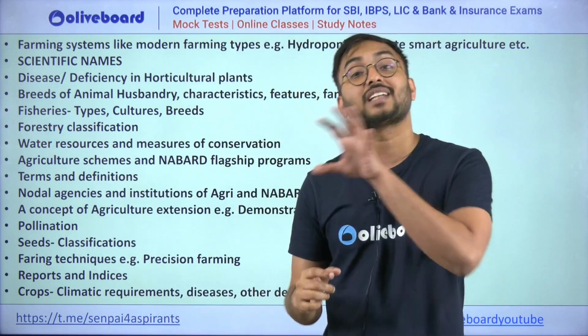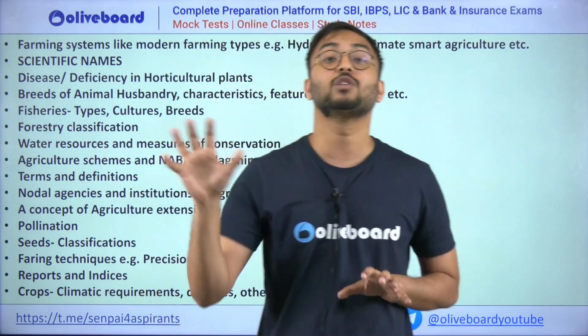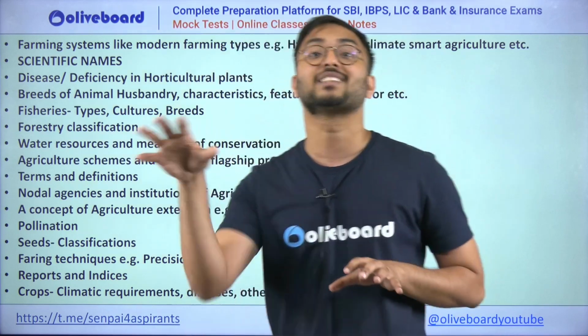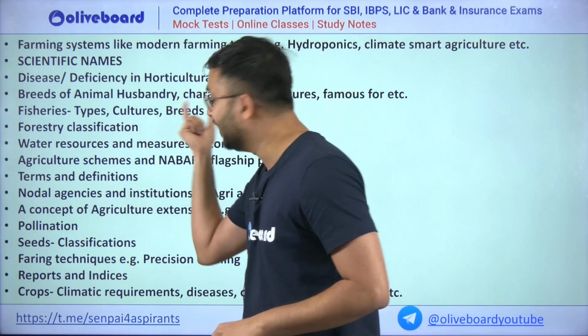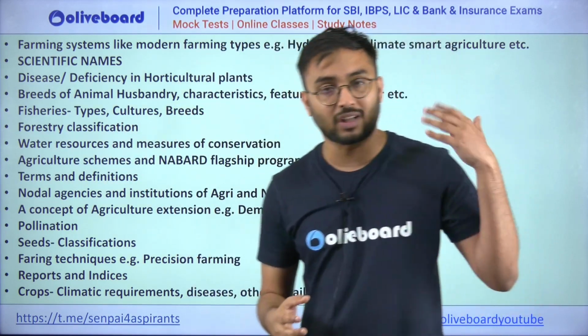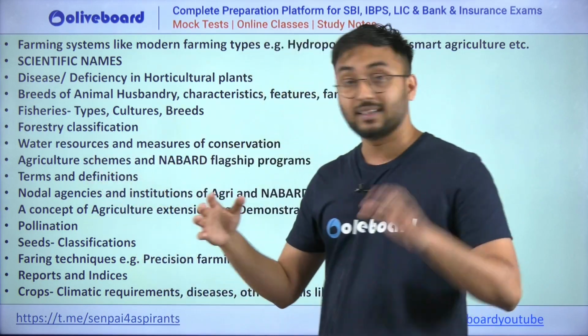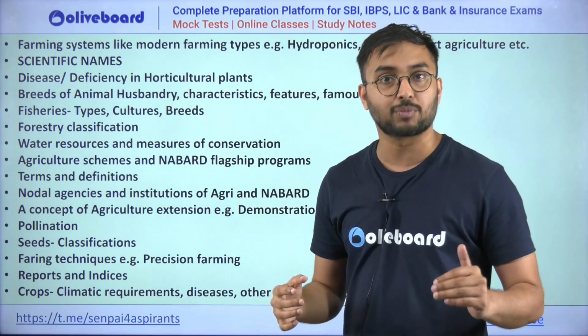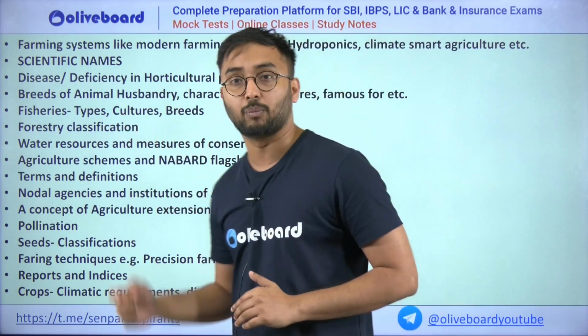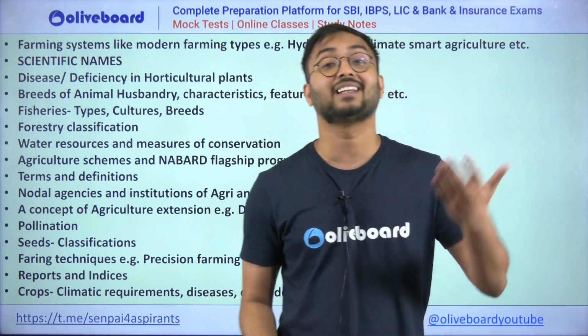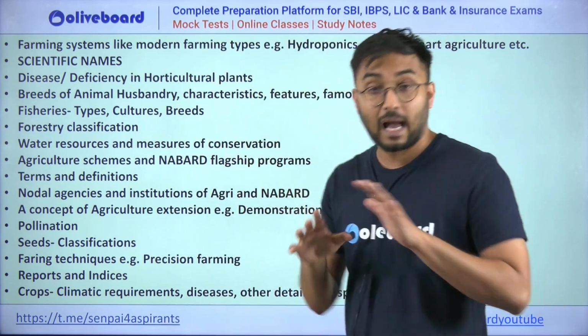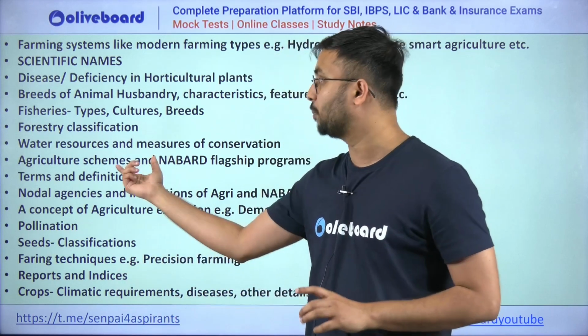Fisheries types become important. What is inland, what is marine fishery, what is culture, what is capture fishery. Then come breeds: what are the different breeds of fishery, what are carps, what are snakeheads. Okay, the different Indian carps, rohu, katla, all this becomes important. Also, are they exotic, are they endemic, you should know this. Okay, I'm breaking down the whole of the topics for you.